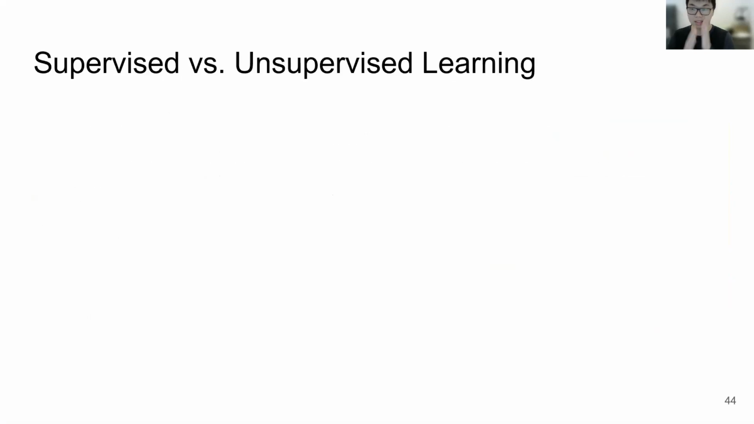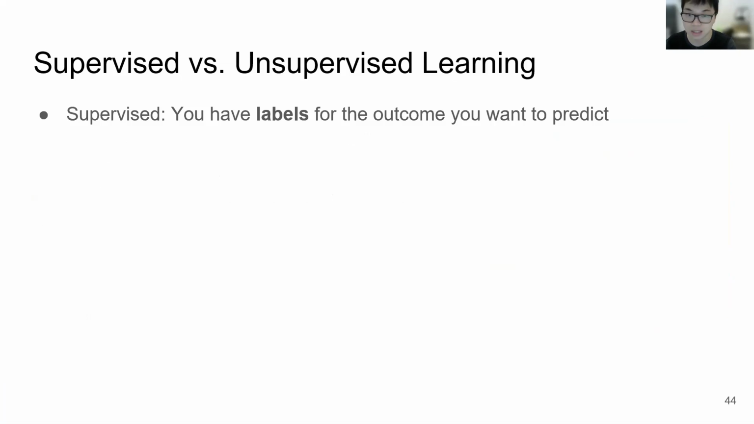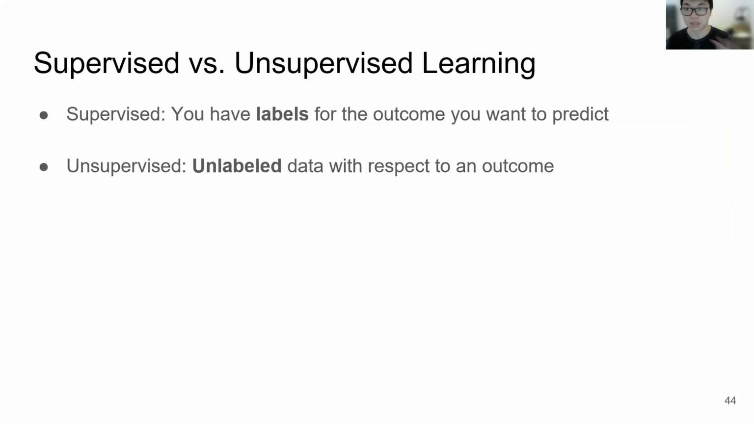Next we're going to talk about something specific to machine learning. In machine learning, there are two major categories: supervised learning and unsupervised learning. Supervised learning means we have labels for the outcomes which we want to predict, and unsupervised means we don't have labels.